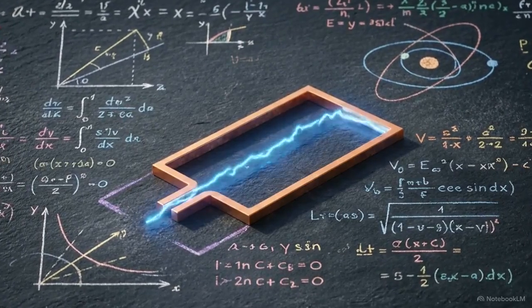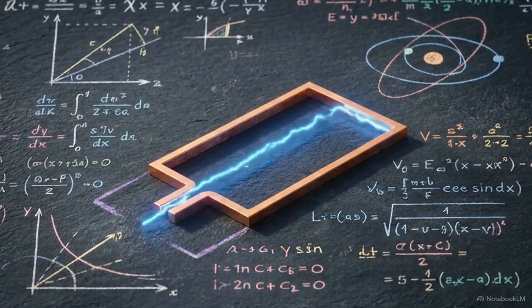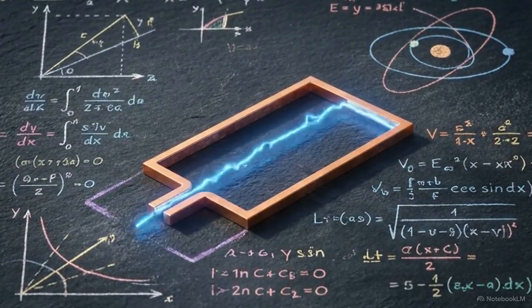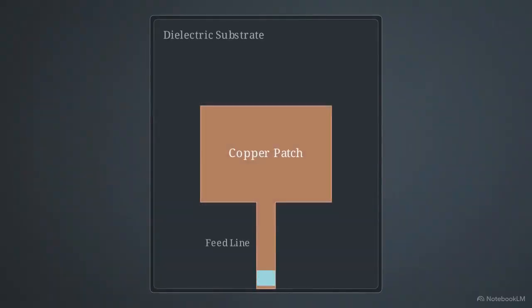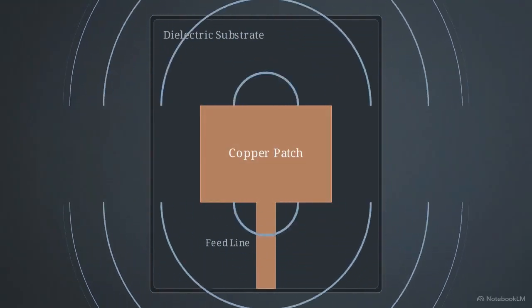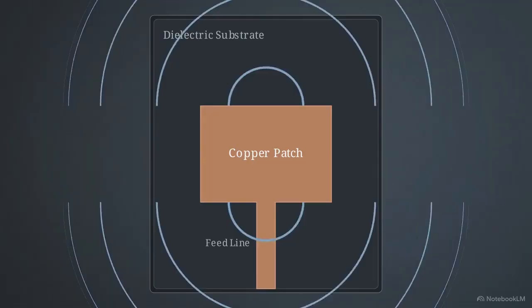Traditional printed circuit boards exist for one specific reason: to strictly confine electrical signals along designated metallic pathways. The Microstrip Patch Antenna abandons that logic entirely. It is explicitly engineered to leak its signal into the surrounding air.